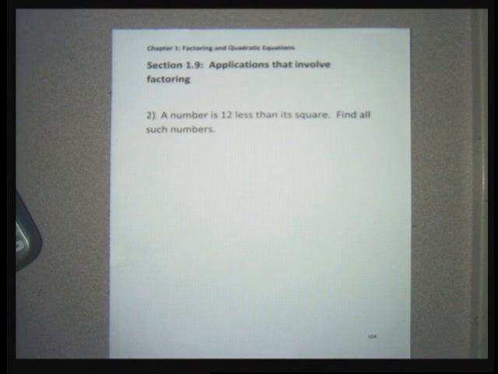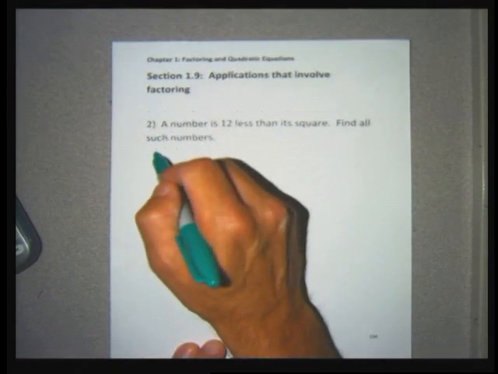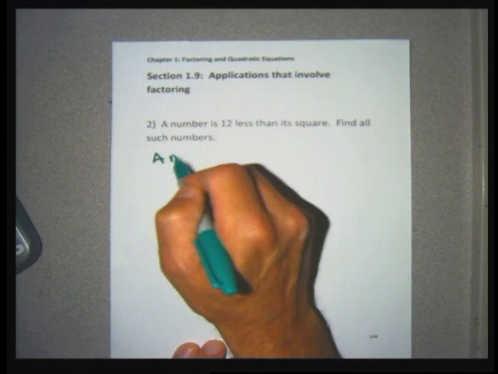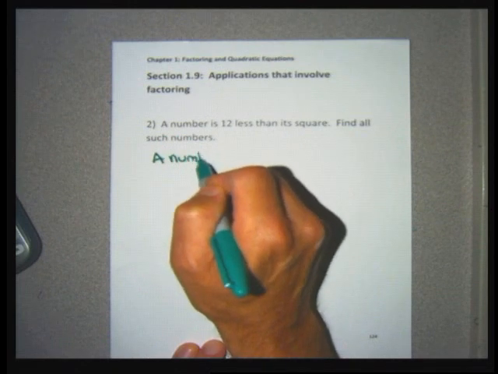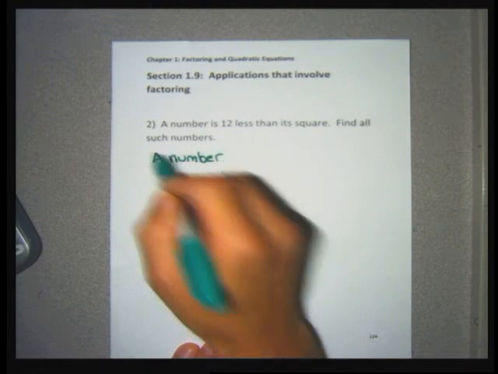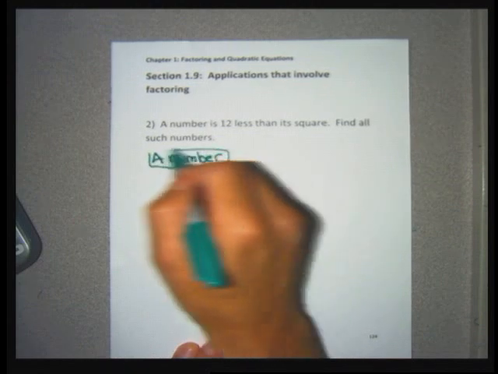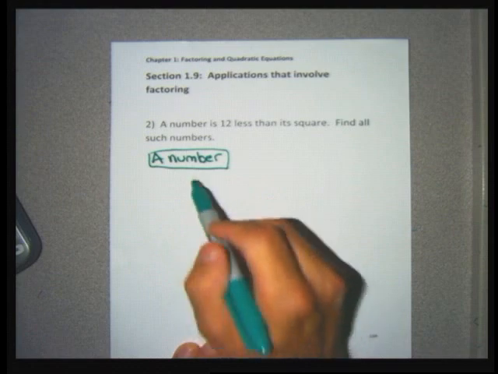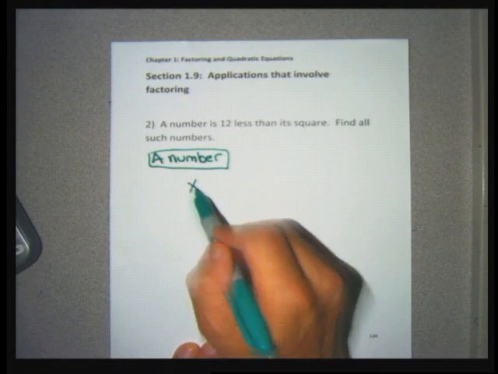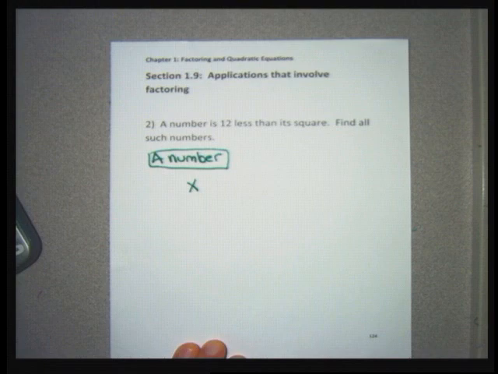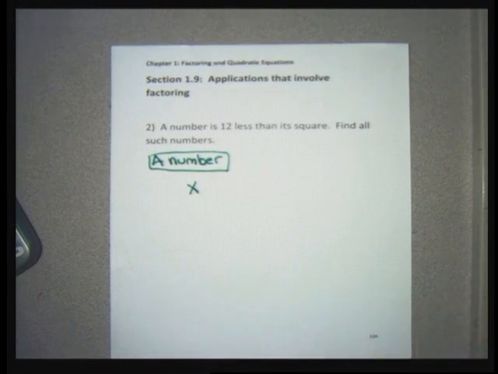So the big thing in this is just to be able to translate words into an equation. As I read through this problem, the first two words are "a number," and I'm going to make that into a letter, and usually you make it into the letter X. So a number, I don't know what number it is. I need to give it a variable, so the number I'm looking for is X.